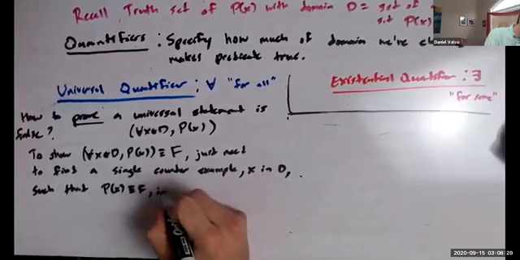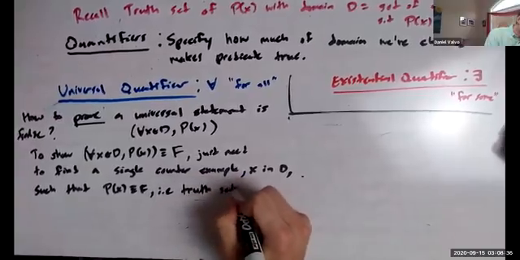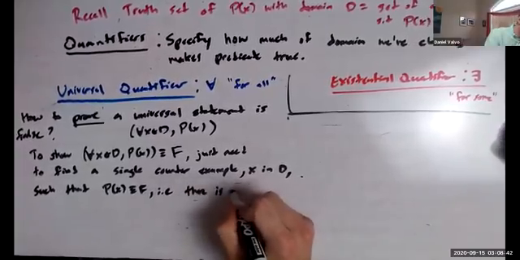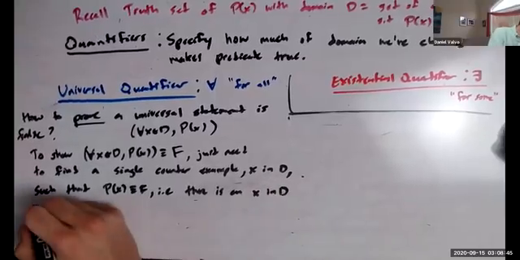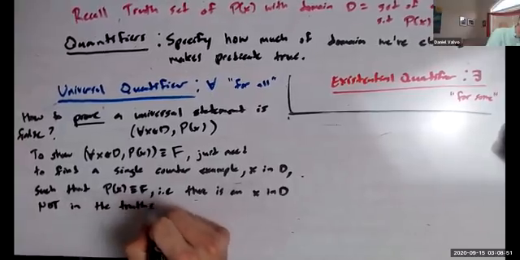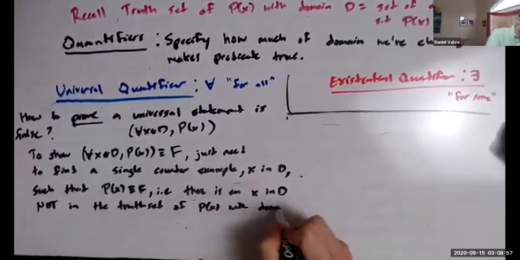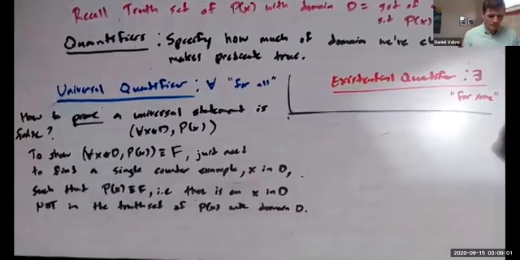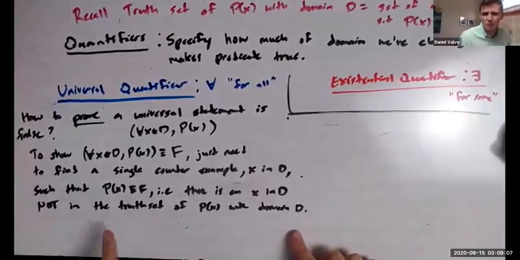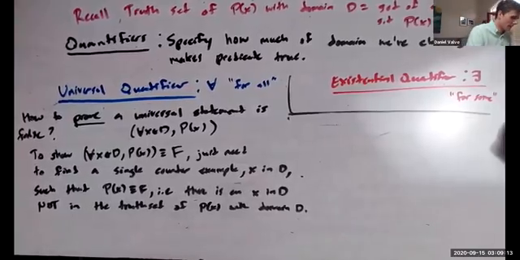In terms of truth sets, this is saying there is an x in D not in the truth set of P of x with domain D. You can think of it that way. Although really, here it's just more useful to find a counterexample. We don't really need to talk about truth sets when we're finding it false. So let's do an example of that.